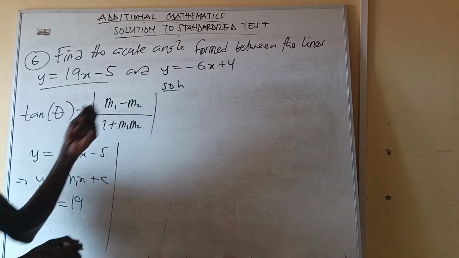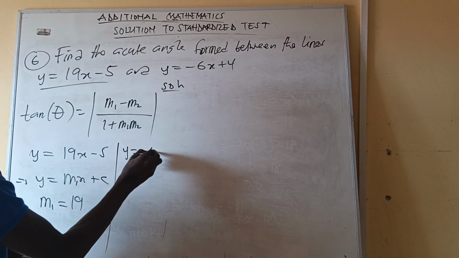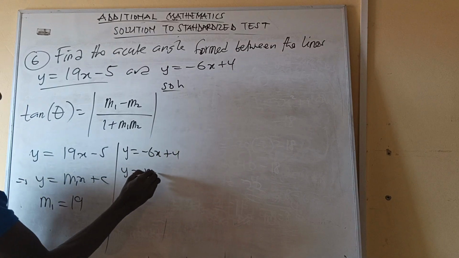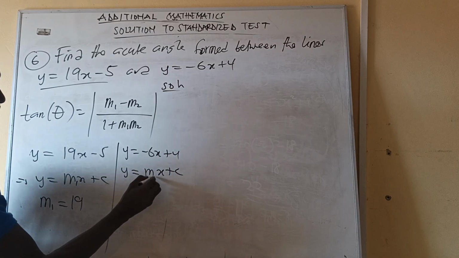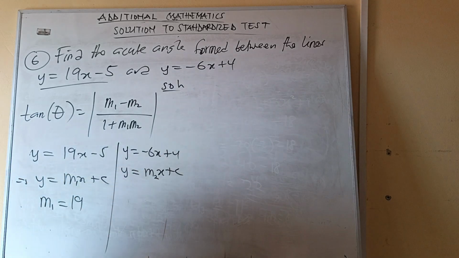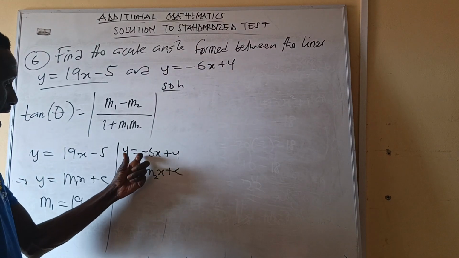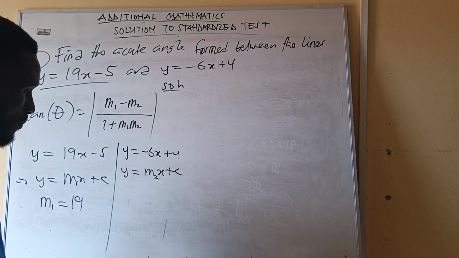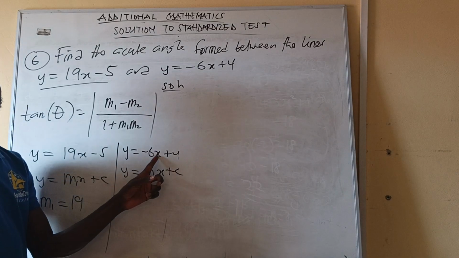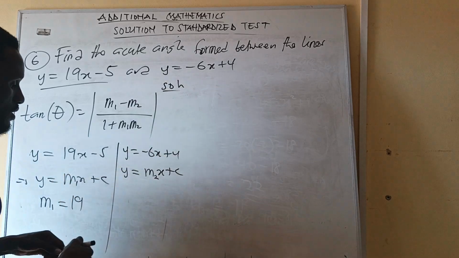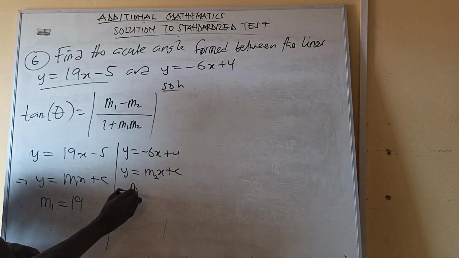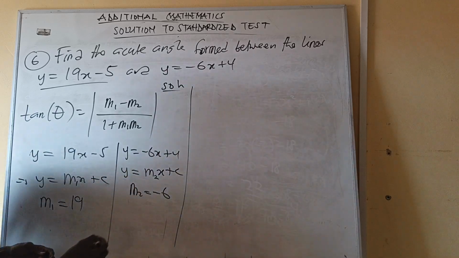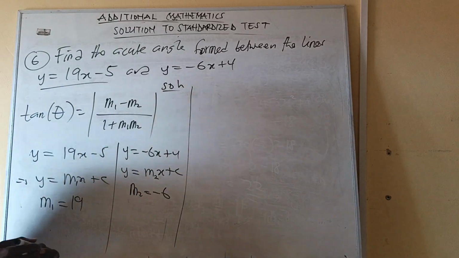Now, let's take the second line, y is equal to minus 6x plus 4. Let's compare this to mx plus c. Let me indicate this as m2. The gradient of the line y is equal to minus 6x plus 4 is the coefficient of x, which is negative 6. So m2 is equal to negative 6.